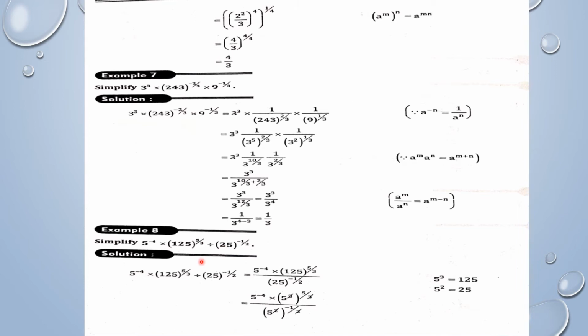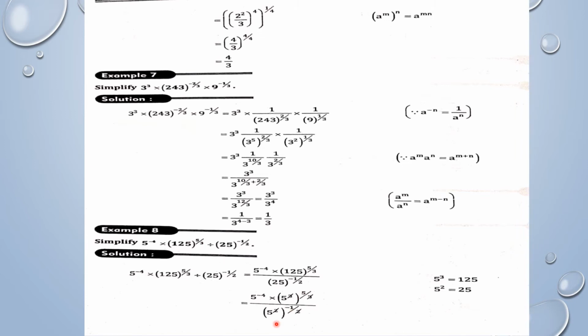Next problem. 5 to the power minus 4 into 125 to the power 5 by 3 divided by 25 to the power of minus 1 by 2. So first you have to multiply and then you have to divide. 5 to the power minus 4 into 125 to the power 5 by 3 divided by 25 to the power minus 1 by 2. This 125 is written as 5 cube to the power 5 by 3.